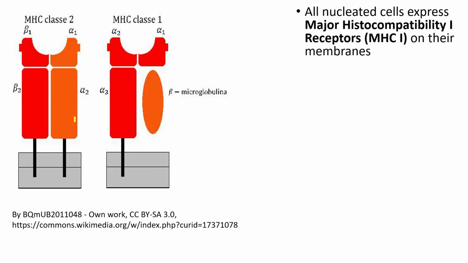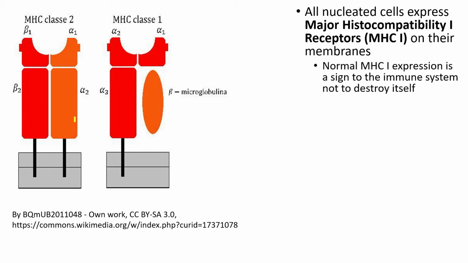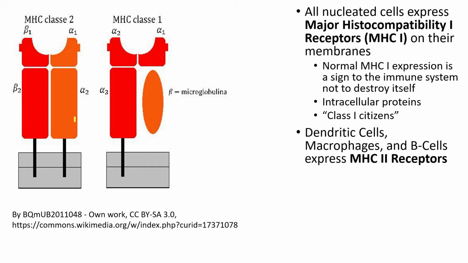So next, we should understand that all nucleated cells express major histocompatibility 1 receptors on their membrane. And this is a sign to the immune system not to destroy the cell because it is expressing proteins to tell your immune system not to destroy your own cells. And the way that I remember this is that class 1 citizens are very common. There are many different types of cells with nuclei, which are nucleated cells and have MHC1.